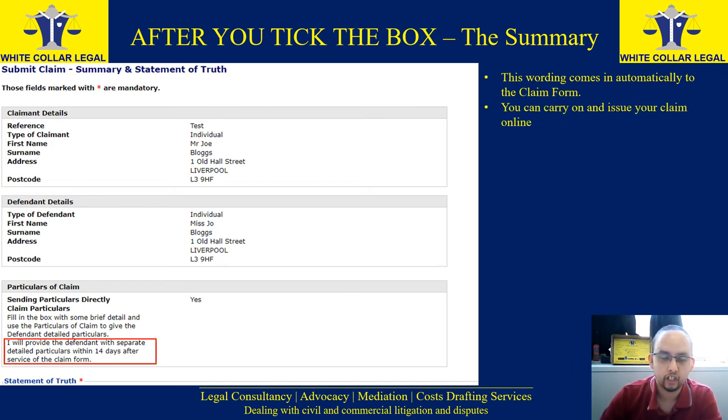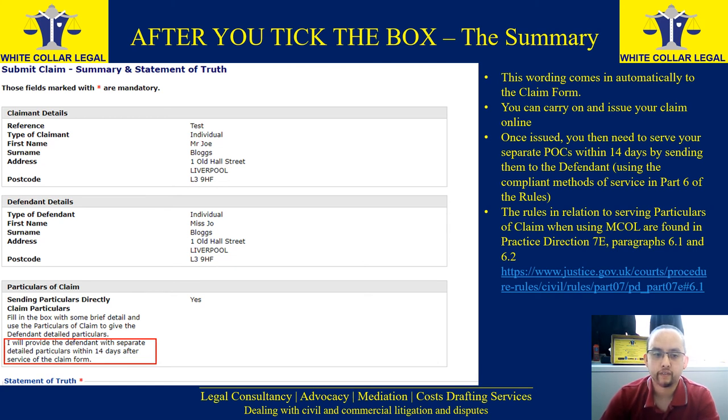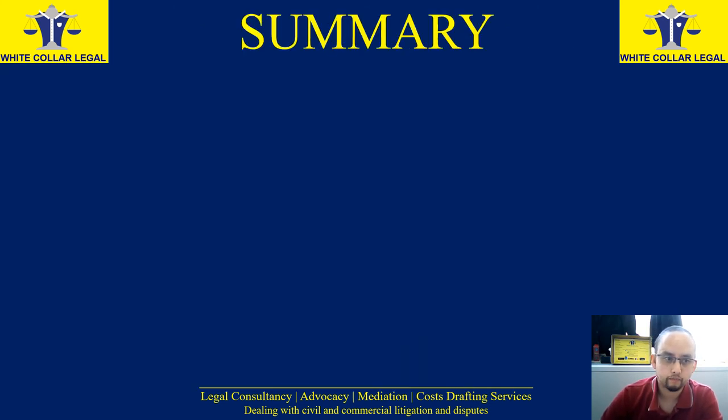You can carry on and issue your claim online and pay for it and take advantage of the cheaper court fee. But once issued, you then need to serve your separate particulars of claim within 14 days by sending them to the defendant using the compliant methods of service in Part 6, normally post or email if you've got an agreement to use it by email. You can also hand deliver it or personally serve it. The rules in relation to serving particulars of claim when using Money Claim Online can be found in Practice Direction 7E at paragraphs 6.1 and 6.2, and this explains what you should do next.